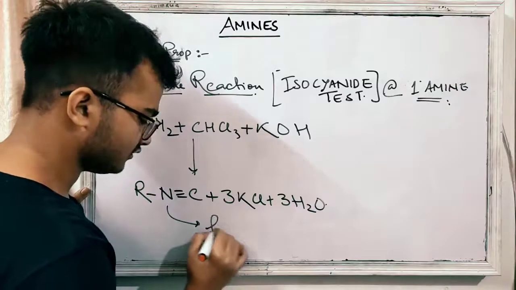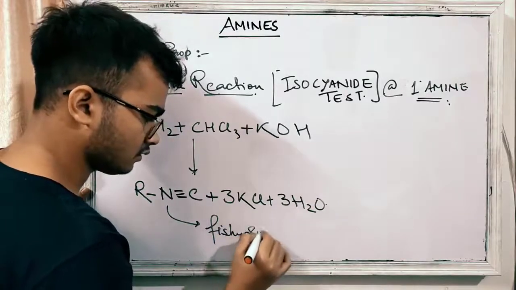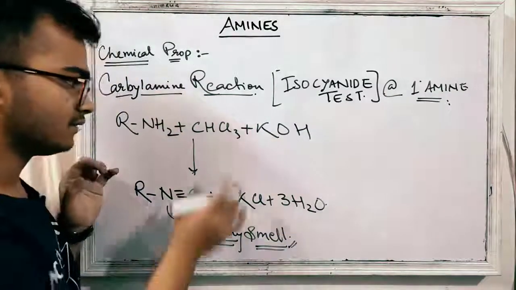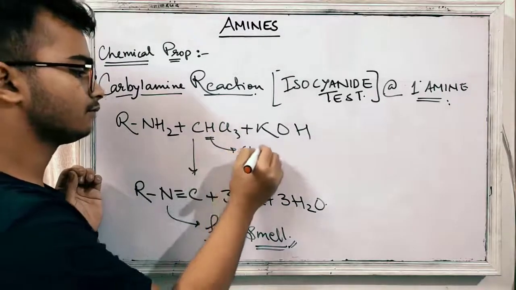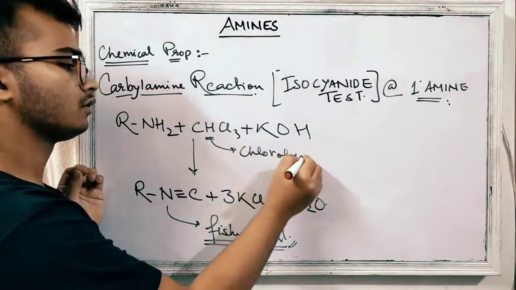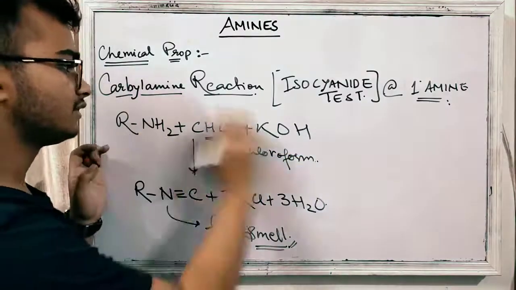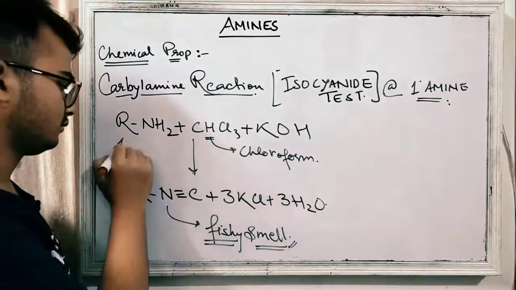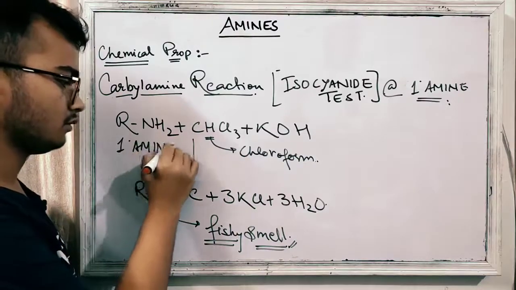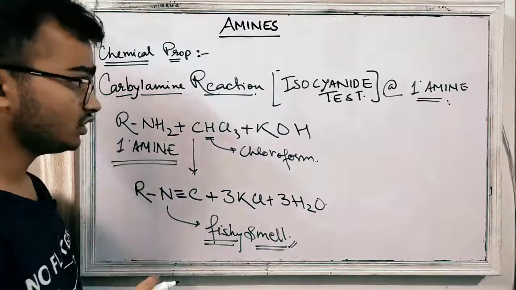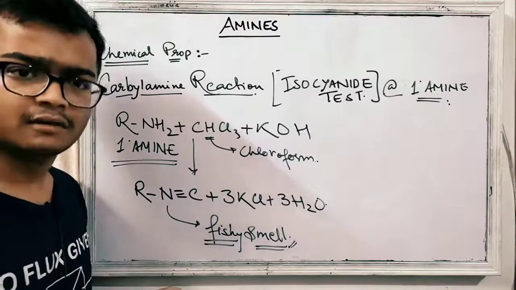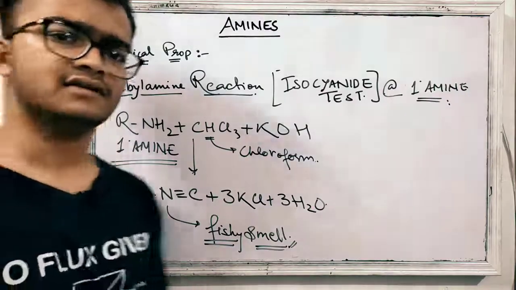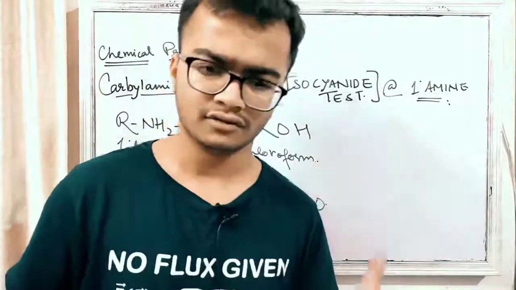Now, this isocyanide has a fishy smell, which serves the purpose of identification. So, if you get a fishy smell after performing the carbylamine reaction, then it is proved that there is a primary amine. Now, there is also another process for the identification of 1 degree, 2 degree, 3 degree amine, which is the Hinsberg test, which we are going to deal with in the later sections of this lecture. So, copy it, I am going to erase it.